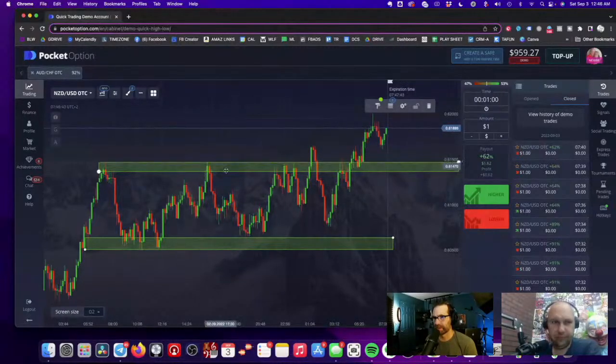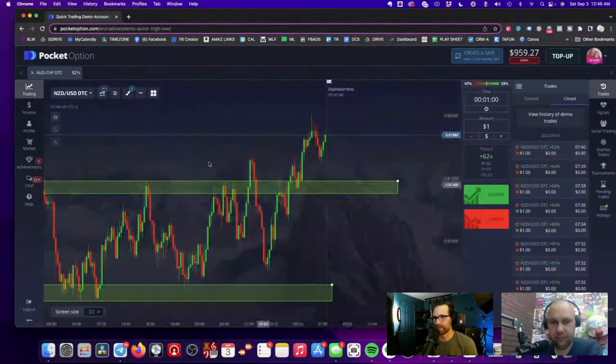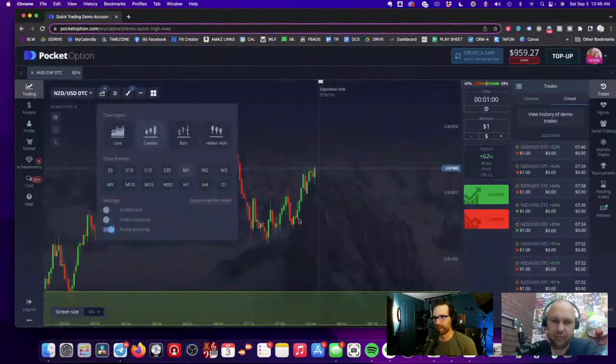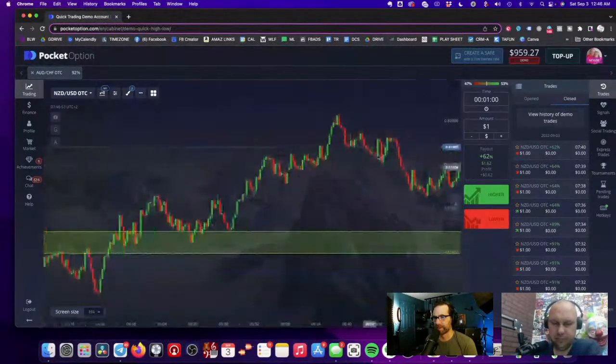This level right here is this. Okay, so I'm going to go back now. I'm going to go back to 1 minute candles and see what happens.